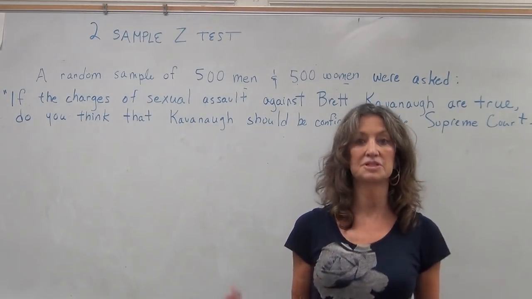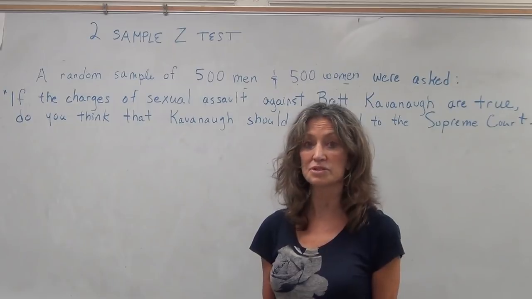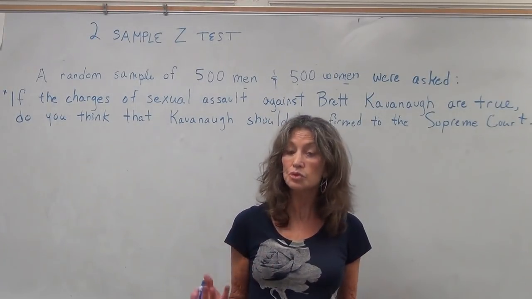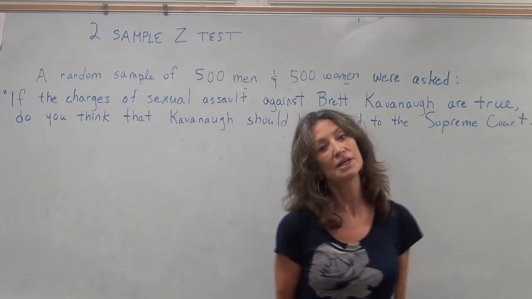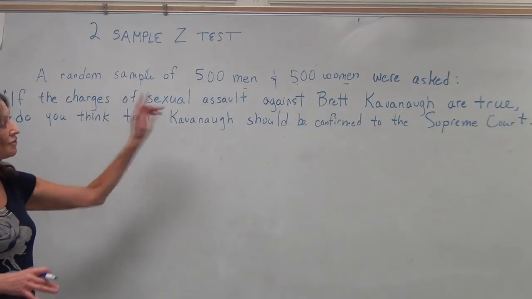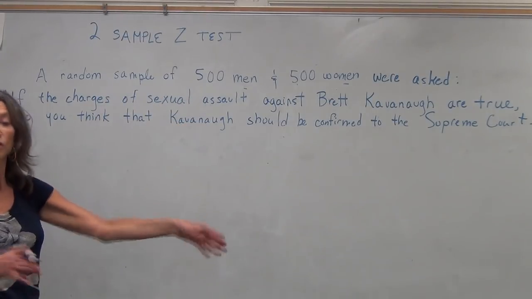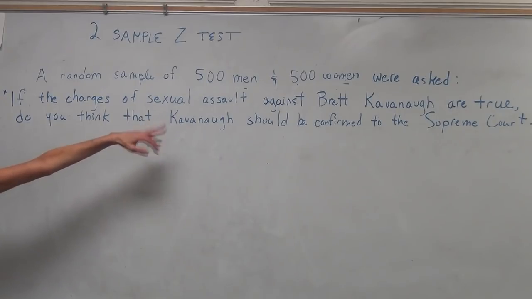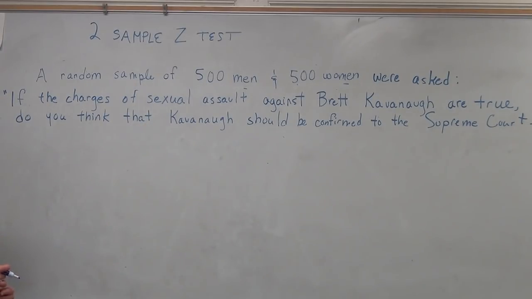This two-sample z-test comes up a whole lot because often you want to compare the averages or percents of two populations. So here's a timely example. A random sample of 500 men and 500 women were asked just a few days ago if they thought the charges of sexual assault against Brett Kavanaugh are true.